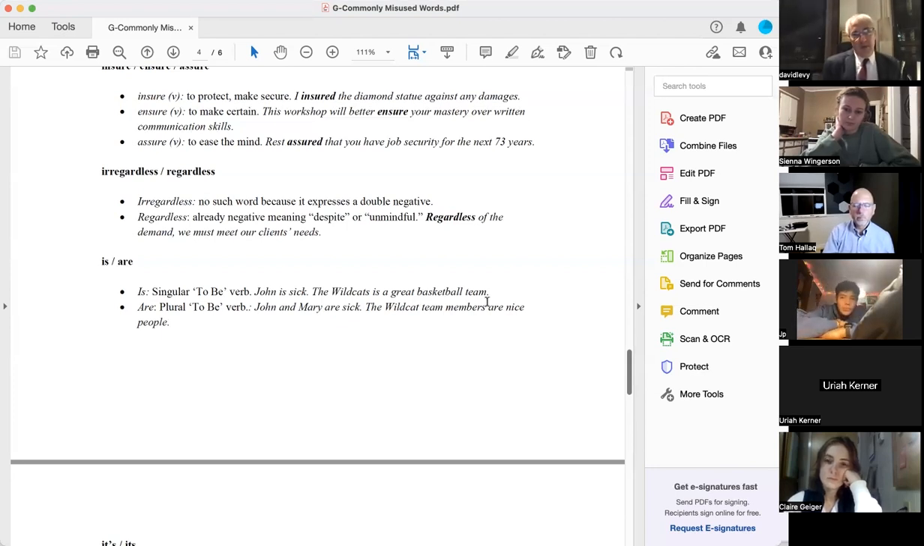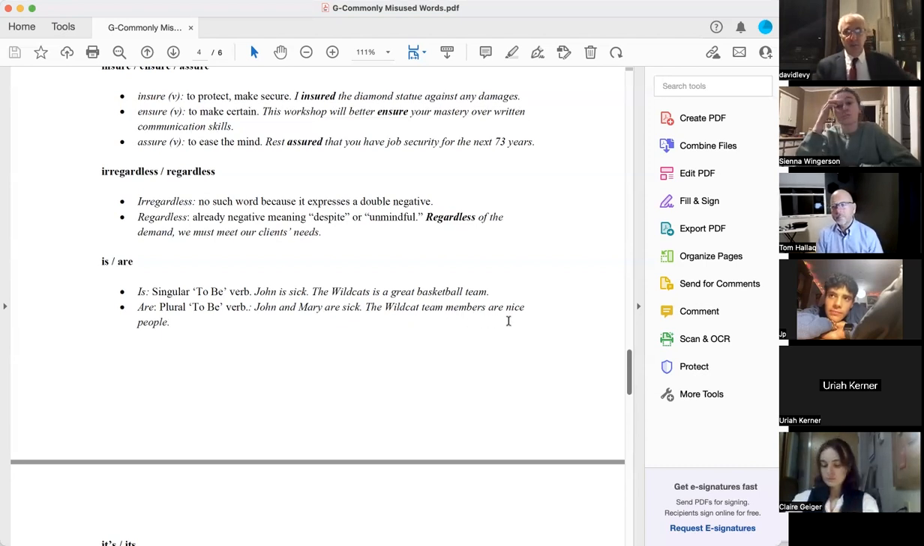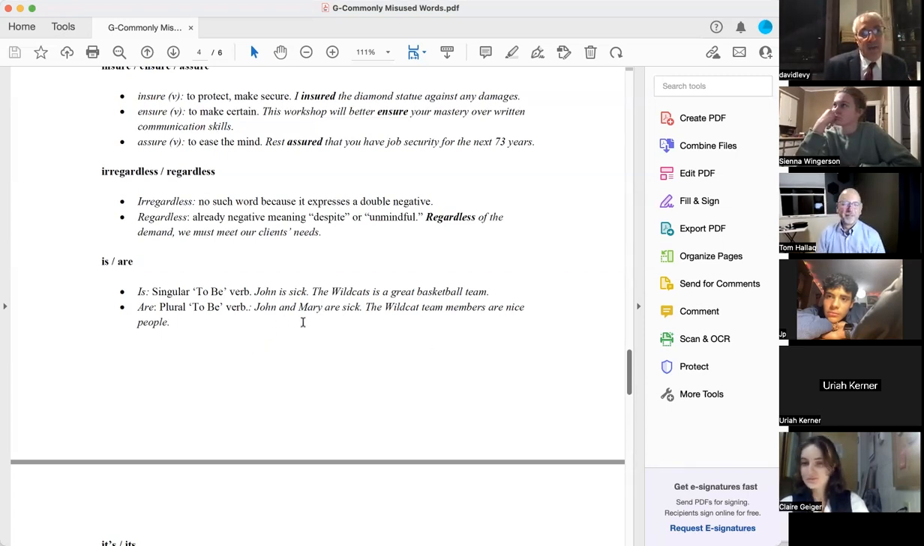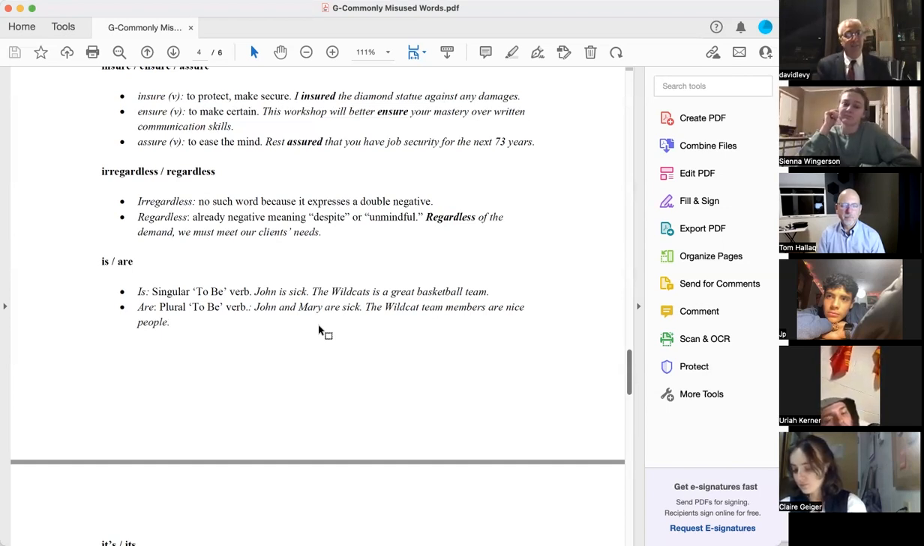Now, what we can do is say the Wildcat team, or the Wildcats team members. Once you include the word members, then you're referring to the multiple players and not just the whole, in which case the Wildcats team members are nice people. I've never met them, so I'm assuming they're nice people. And just like here, John and Mary, plural, take, are sick. Okay, and we hope they get well soon. All right. And that's really the difference.